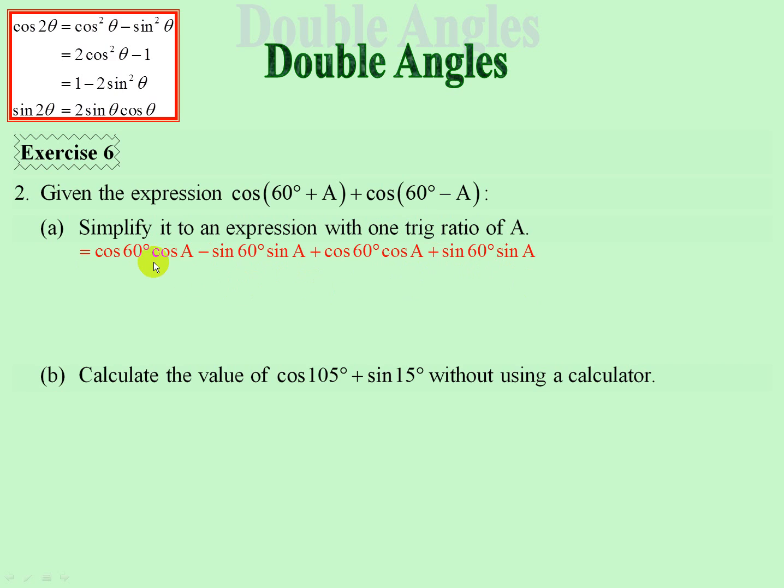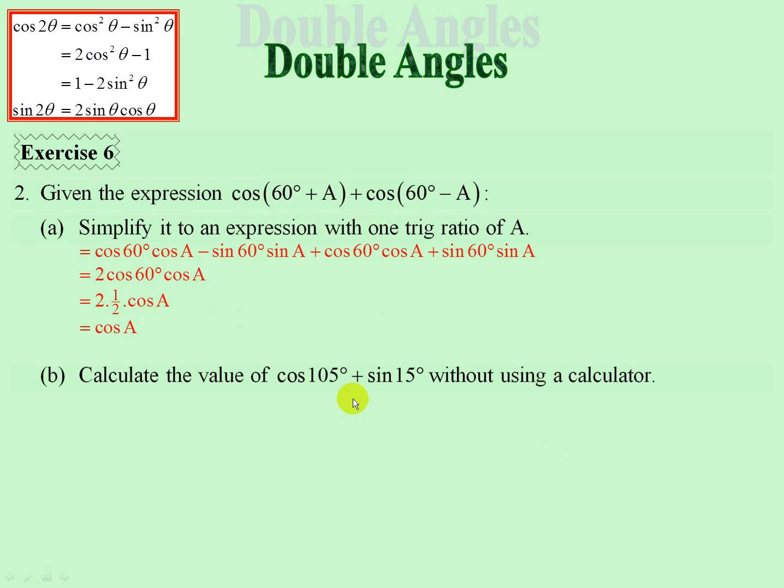Now, the coses add, the sines go, so therefore we end up with 2 cos 60 cos A, like terms, 2 of them. Cos of 60 we know, it's a half, special angle, and that gives us cos of A.